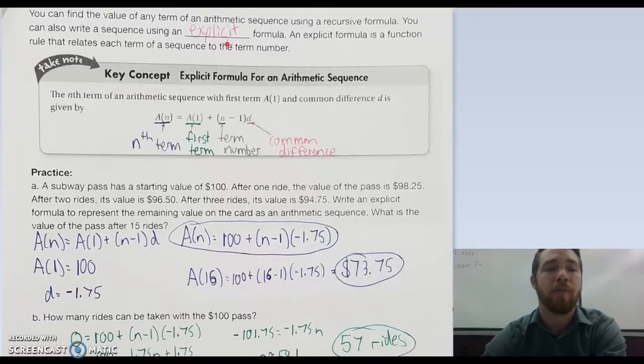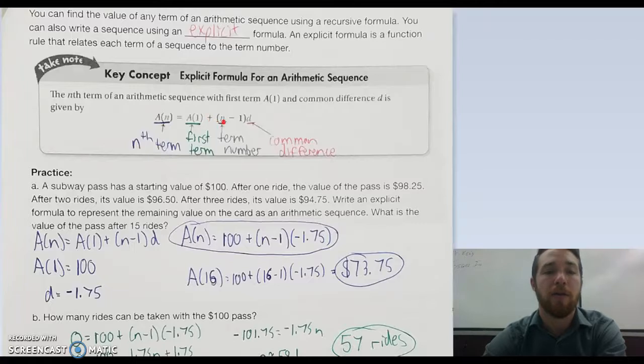So that explicit formula is always going to be the same kind of form. The nth term of an arithmetic sequence with, again, a given first term, a of 1, and a common difference of d, we always use this sort of formula for explicit. So again, a of n is your nth term, whatever term you want to find. a of 1 is whatever term comes first.